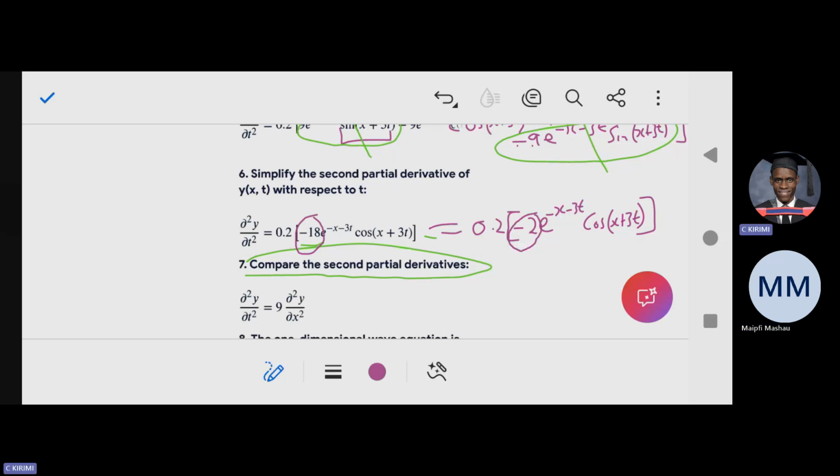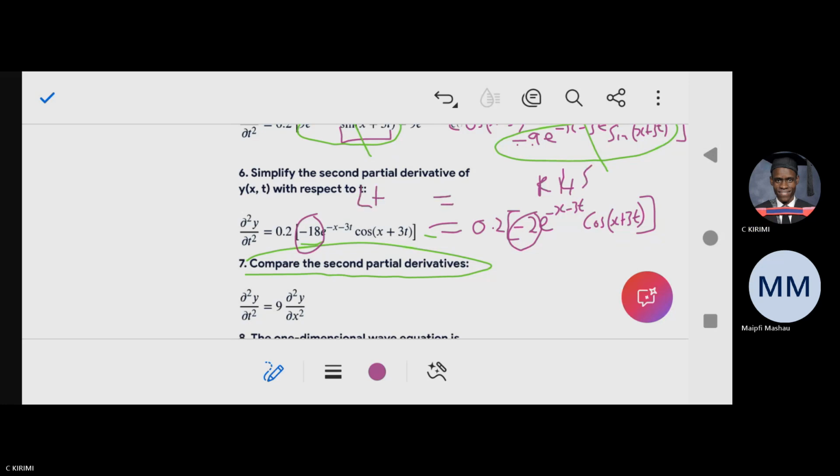So which means I'm going to multiply the equation on the right by what? The equation on the left. This is the equation on the left. This is the equation on the right. The right hand side is this one. This is the equal sign. This is the left hand side.